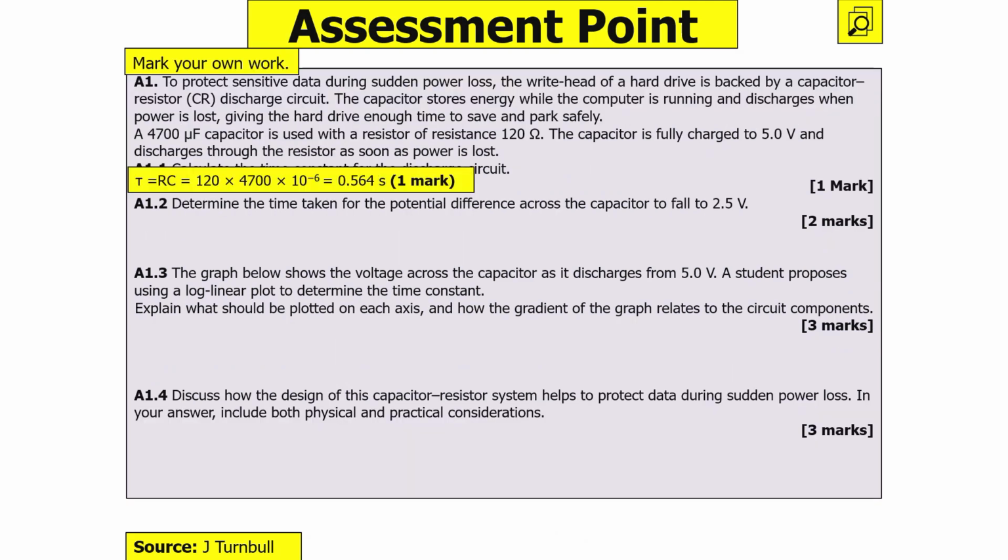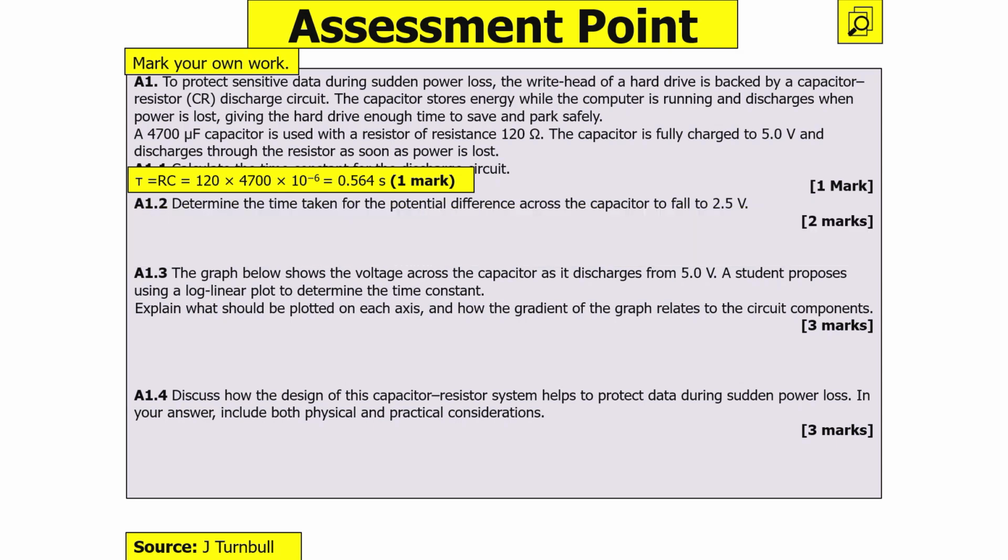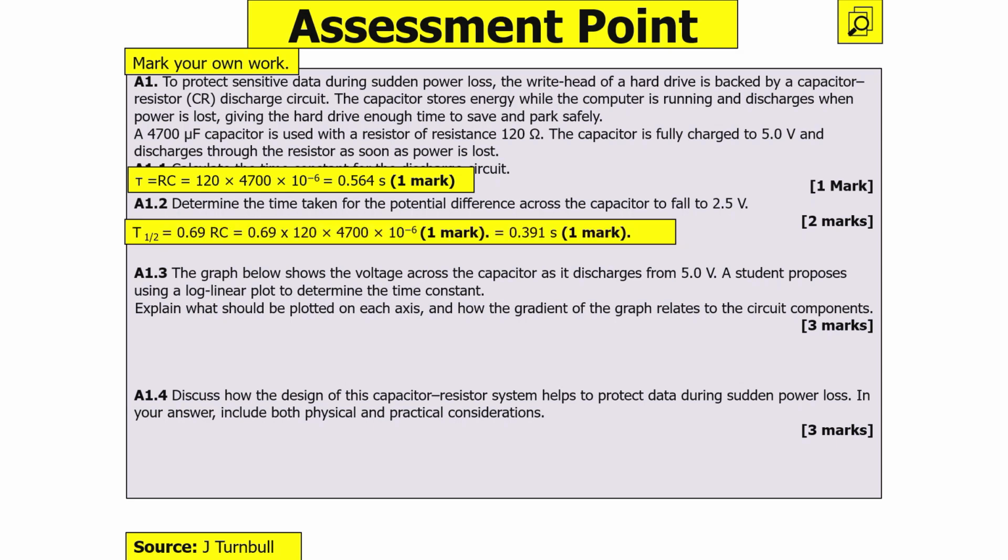We know that time constant is equal to RC, so it's 120 times 4700 times 10 to the minus 6, 0.564 seconds. Now, you'll have noticed in this next question that it is going to halve the particular value. So as a result, we can use the equation for the time taken to halve, which is T equals 0.69 RC. So we do 0.69 times 0.564, so we get 0.391 seconds.